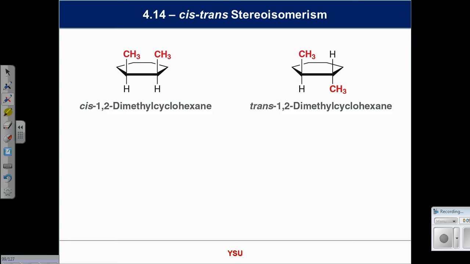So we could draw this type of what we call a Haworth depiction to show this for sure, that these two methyl groups are pointing up. They're on the same side. I could turn the molecule over and have the methyl groups pointing down. It's still the same molecule. They are still on the same side. It's still a cis isomer.